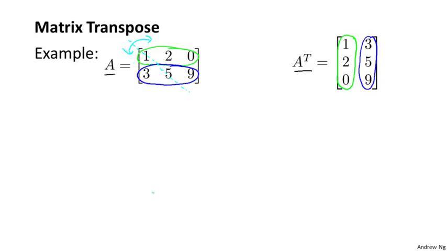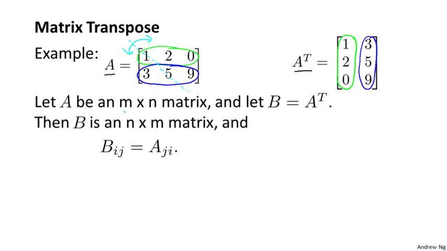Okay? So here's the more formal definition of a matrix transpose. Let's say A is an m by n matrix, and let B equal A transpose. Then B is going to be an n by m matrix with the dimensions reversed. So here we had a 2 by 3 matrix, and so the transpose becomes a 3 by 2 matrix. And moreover, B_ij is equal to A_ji. So the ij element of matrix B is going to be the ji element of the earlier matrix A.